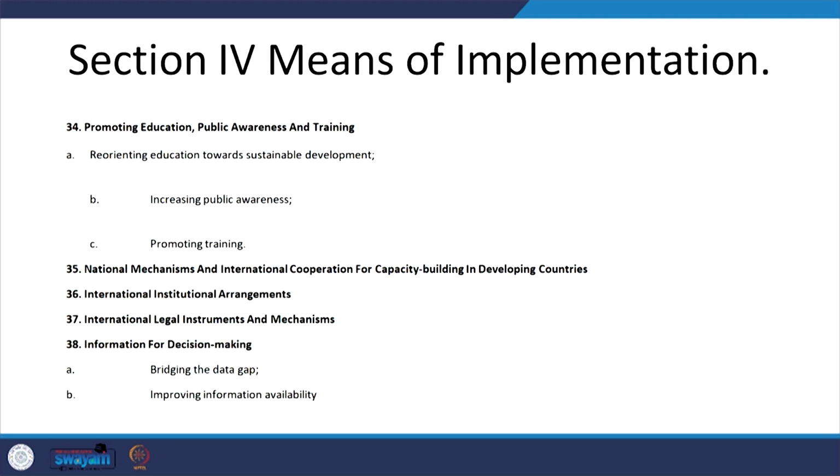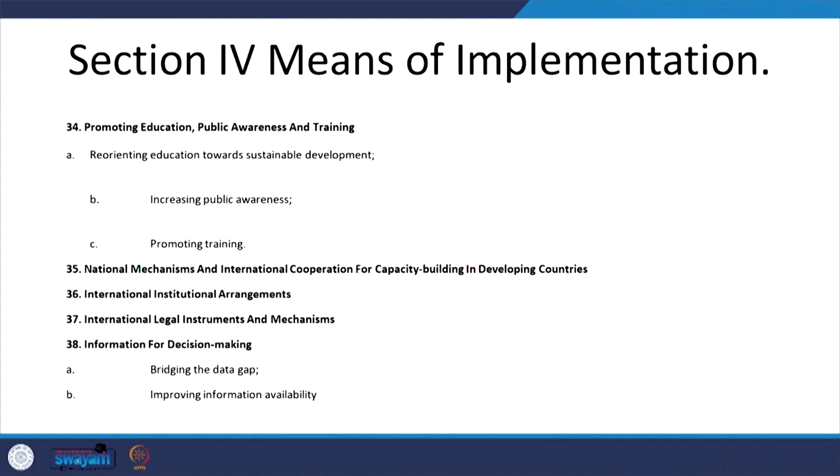The next is national mechanisms and international cooperation for capacity building in developing countries. We see a lot of support being provided by developed countries to developing countries for capacity building. We have seen this happening in our own country, India, where the larger agenda of energy conservation in buildings was driven with the help of international agencies and international funding, which came to a developing country like ours. The next means of implementation is international institutional arrangement and international legal instruments and mechanisms.